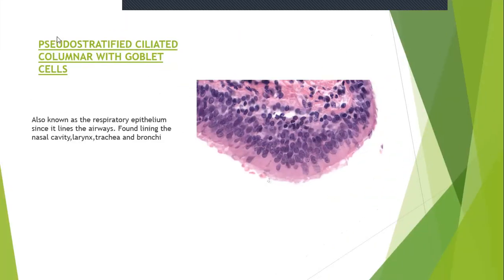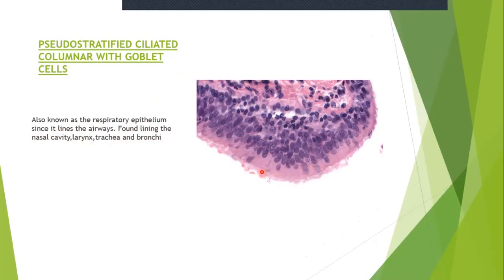Let's look at pseudostratified ciliated columnar epithelium with goblet cells. Sorry for not indicating the word epithelium here. It is also known as the respiratory epithelium. It usually lines the airways, that is the nasal cavity, the larynx, the trachea, and the bronchi. So it has goblet cells.